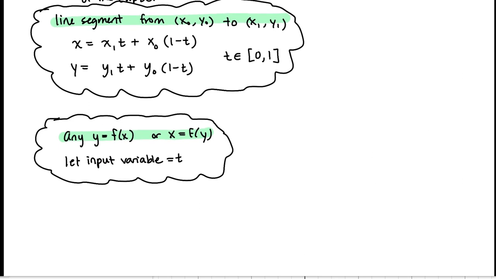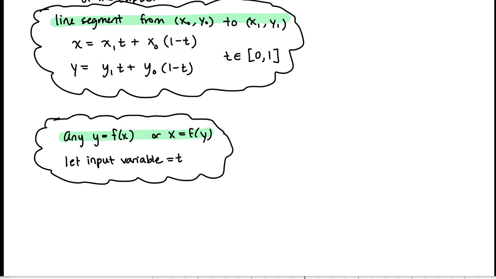Okay, so moving on to a line segment. If you have a line segment from x naught, y naught to the point x sub 1, y sub 1, here is the parameterization that I like to do. So I like to use binary with 0 and 1 to cover the entirety of that line segment, and I kind of use it as a switch.